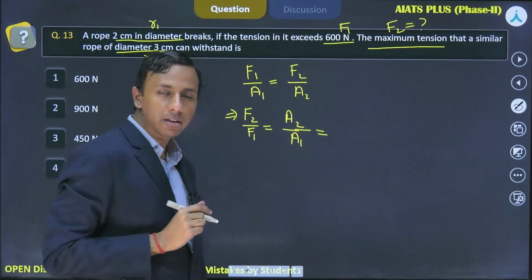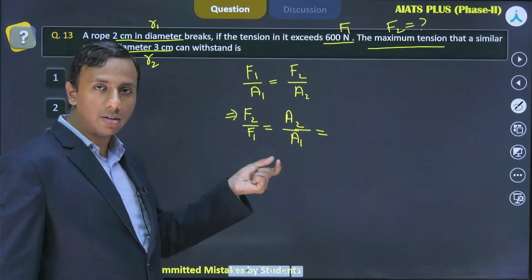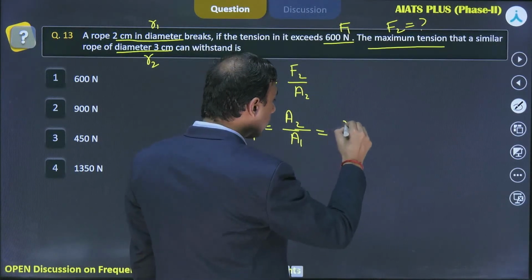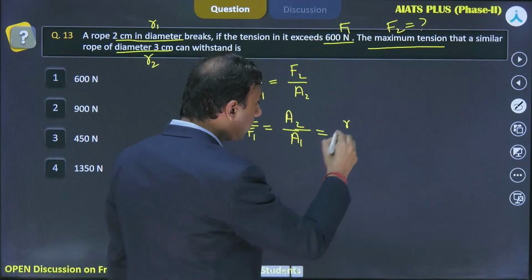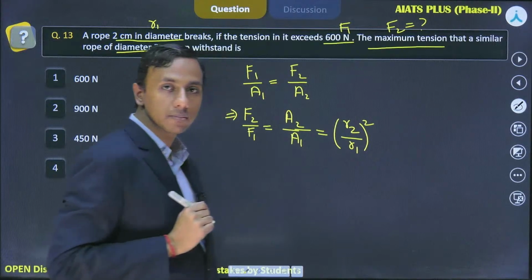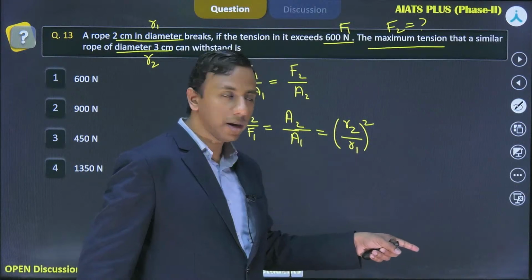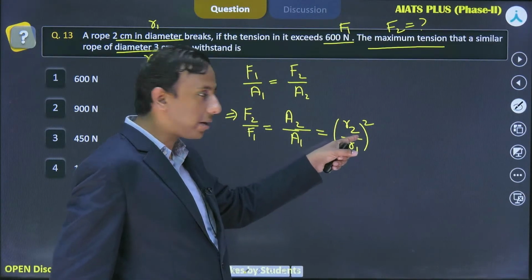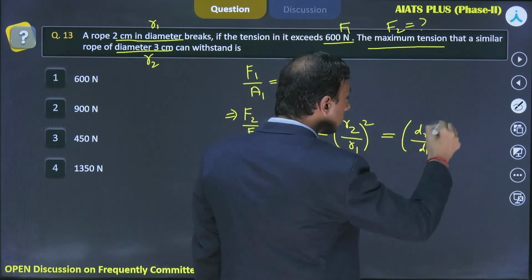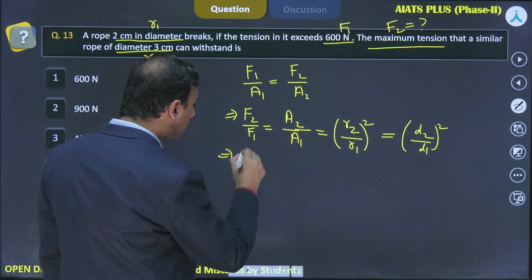And what is A, by the way? Pi r square, right? Because radius of the cross section is given. So area of cross section will be pi r square. So pi will get cancelled out. So it will be nothing but r square by r square. And what is radius by radius? We can also express it as diameter by diameter, because diameter is nothing but twice radius. So this can be expressed as diameter by diameter whole square. And this is given to you, isn't it? So F2 you can find out.